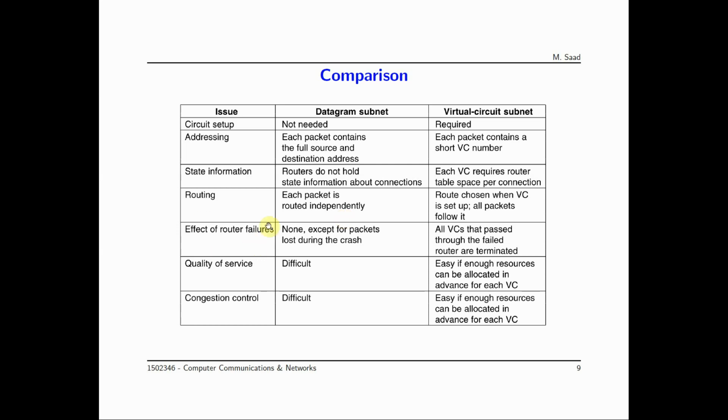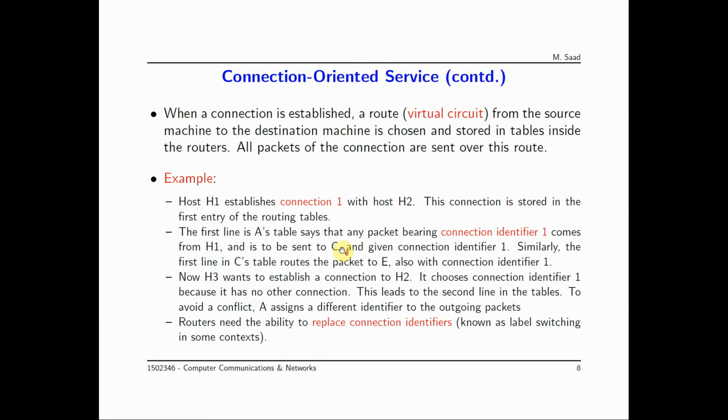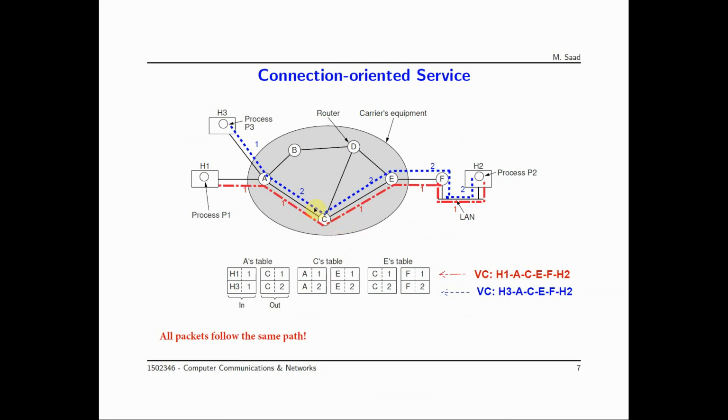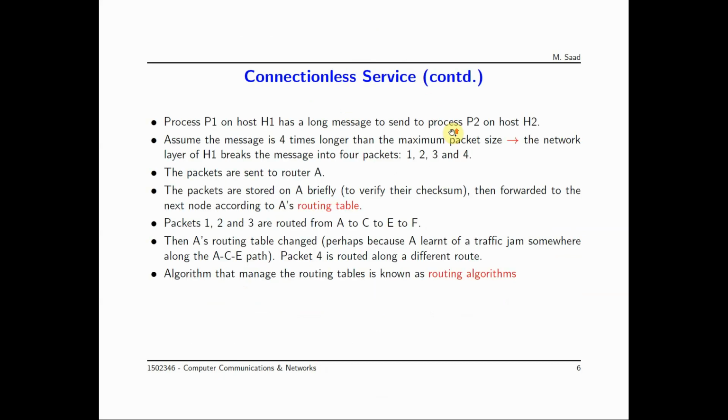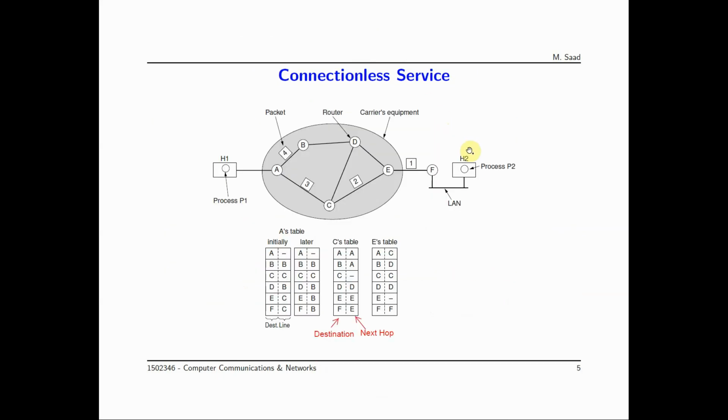Effect of router failures. Imagine that during the operation, router C fails. What is the effect if we have a connection-oriented service versus a connectionless service? In the connectionless service, packets are being routed independently. So if a router crashes and by coincidence a packet was there, the packet will get lost, but future packets may take different paths. So future packets are not affected.